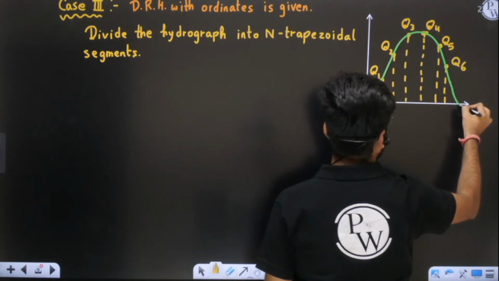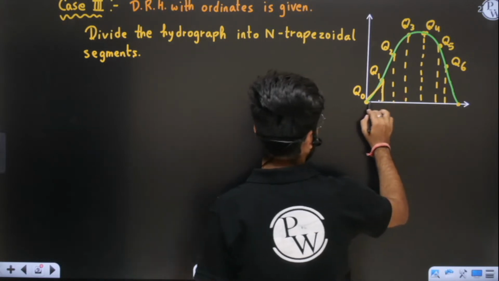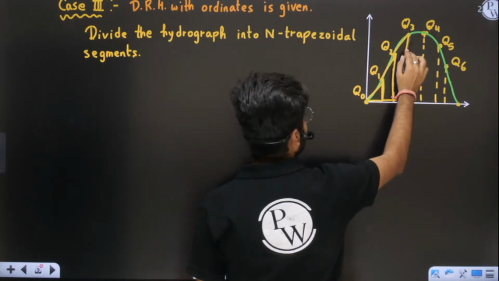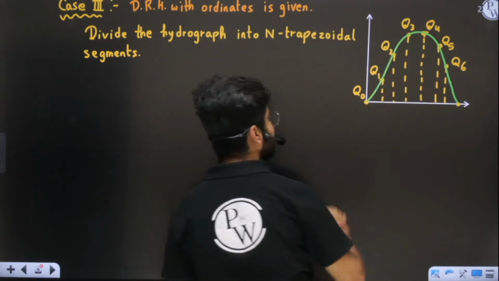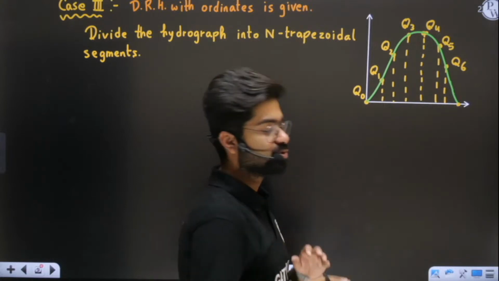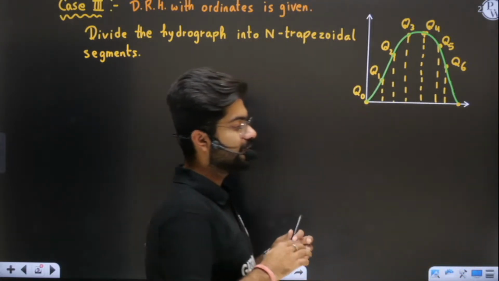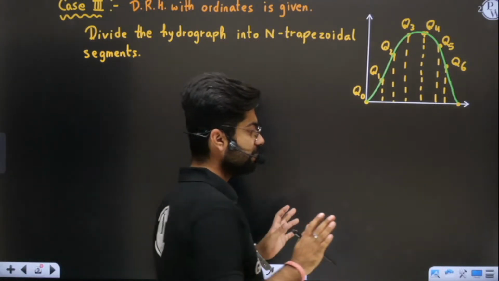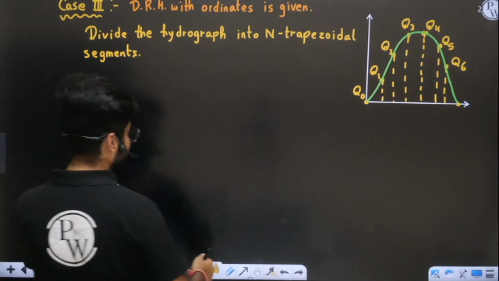Okay, like this you have n values. So what I will do, I will make the first segment, the second segment, the third trapezoid, the fourth trapezoid, like this. I will break this entire hydrograph into small trapezoids. Very simple thing. Then what I will do at the end?